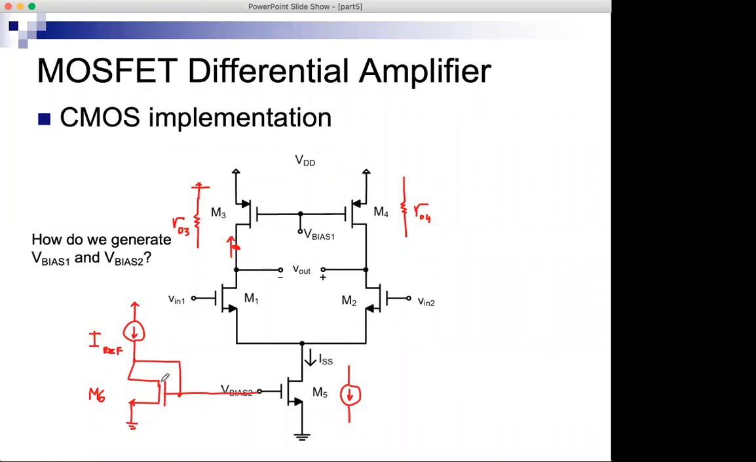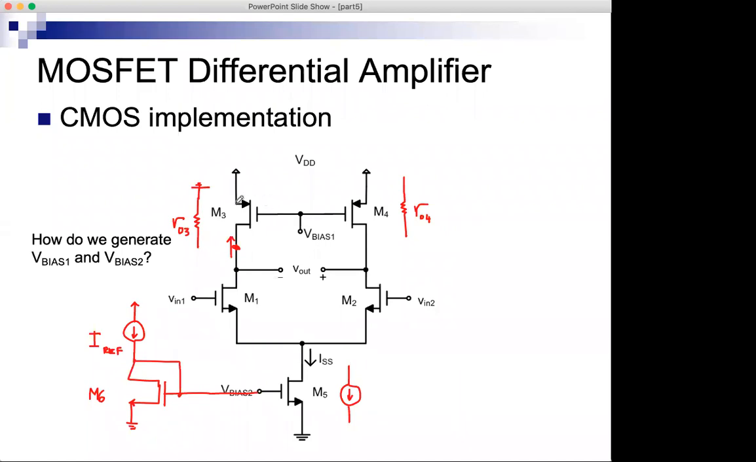Why don't M3 and M4 act like current sources or current mirrors? They're not. Their effect on the rest of the circuit is whatever we see looking into them. And when I look into the drain of this, I will see a small RO3. So this is in the small signal analysis. I don't know if this answers the question. I am using them. Let me answer the question about V bias 1, and then I will return to this question.